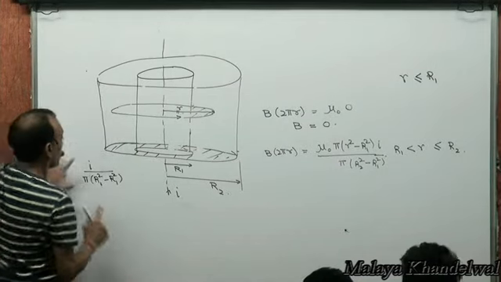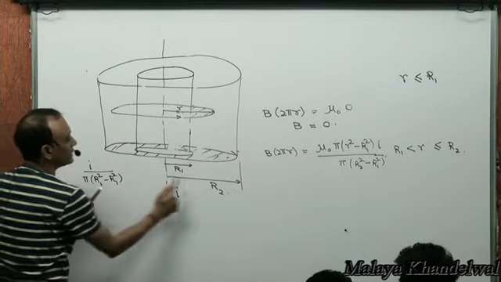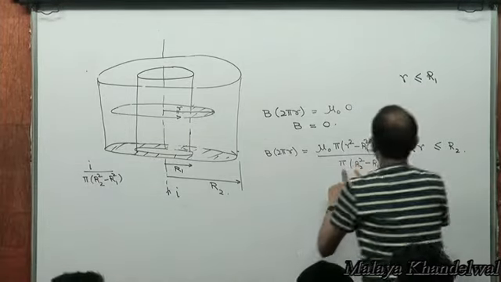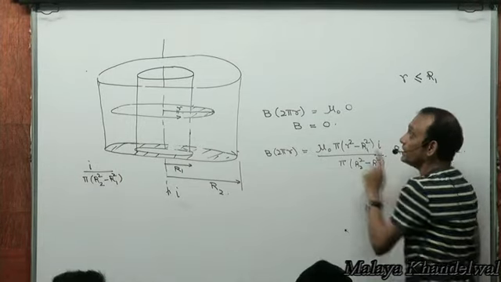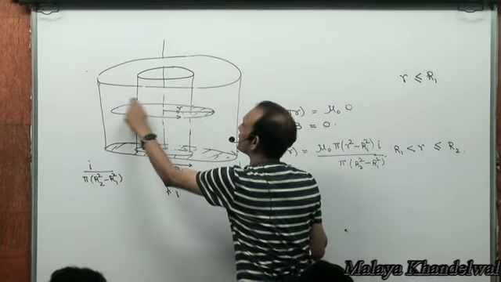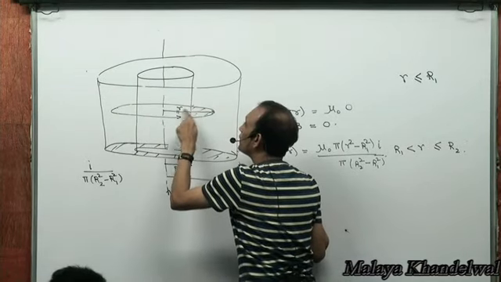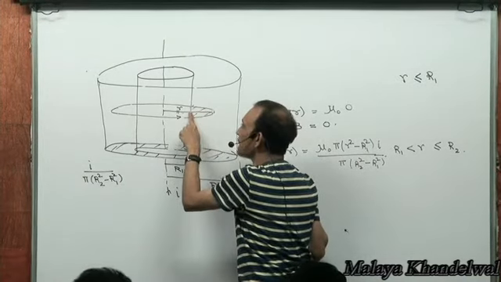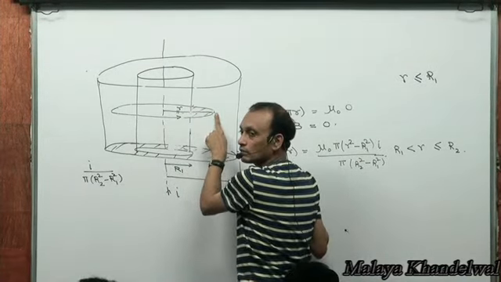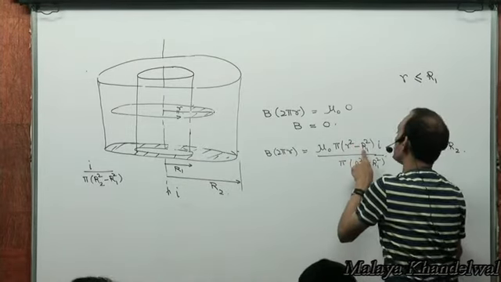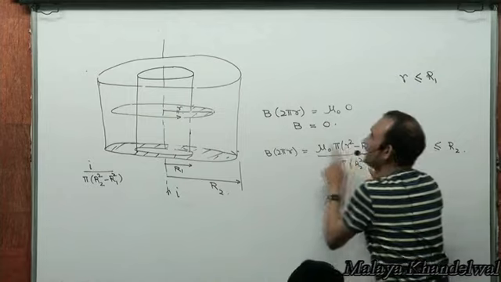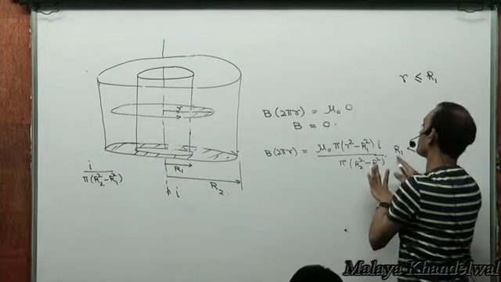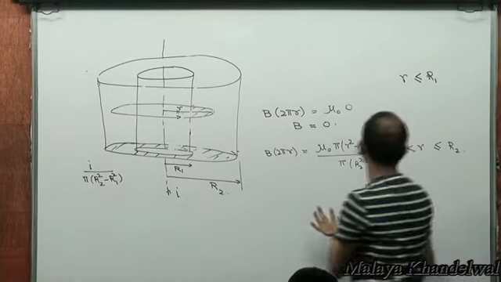B dot dl is going to be B into 2 pi r. Now current per unit cross sectional area is I by pi into r2 squared minus r1 squared. That's the current per unit area, into this area. What's the area of cross section through which the current is flowing in this Amperian loop? Well, from r1 to r. That's pi into r squared minus r1 squared. Current per unit area into area. That's the cross section through which current is flowing. Mu naught I enclosed. Yes or no?